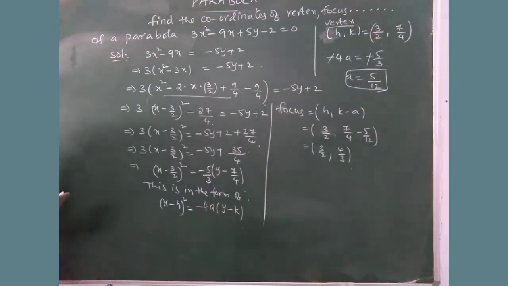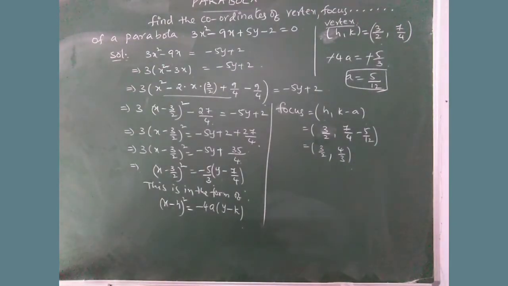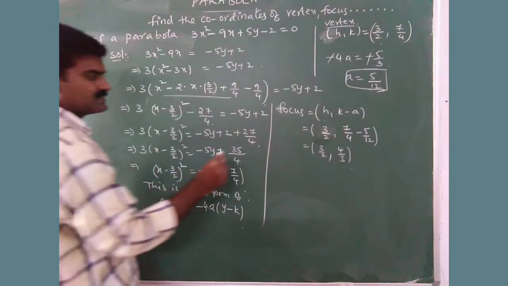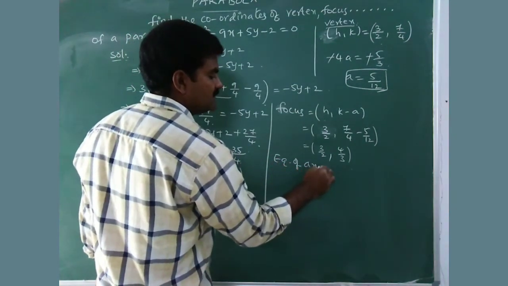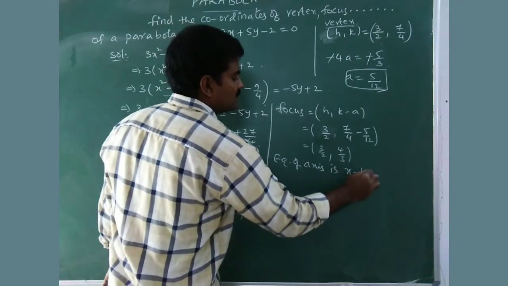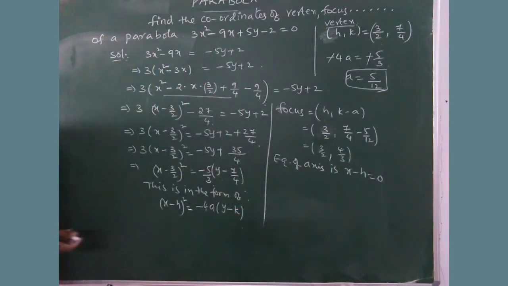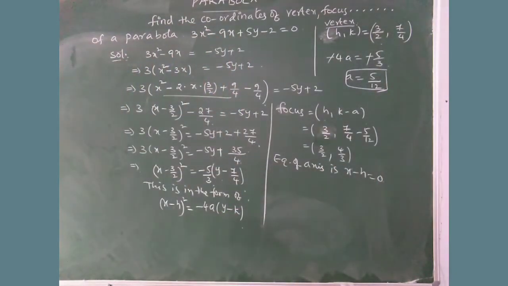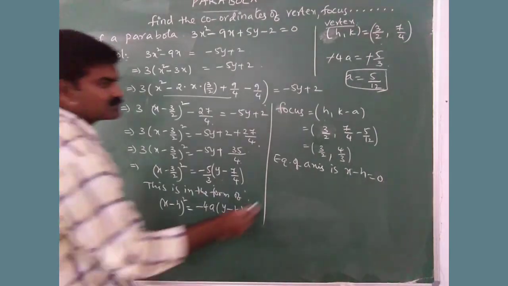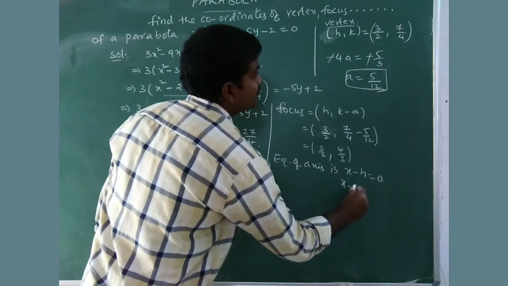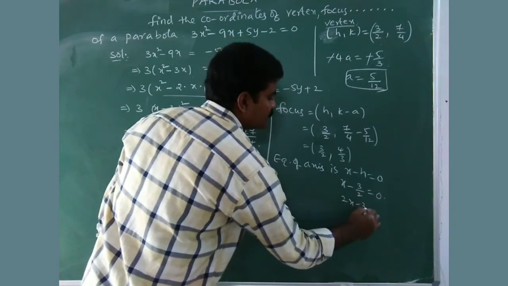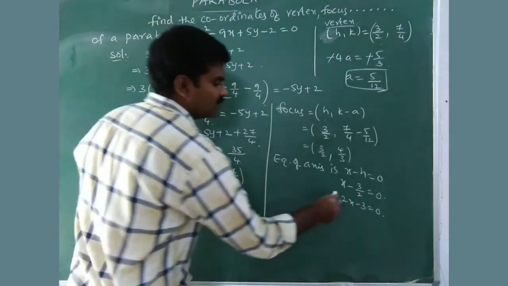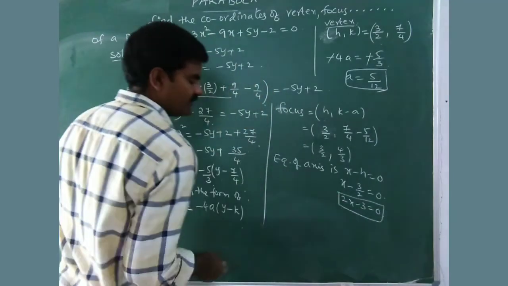H comma k, and also we required the equation of axis. So what is the equation of axis, is it x minus h is equal to 0? The equation of axis is x minus h is equal to 0. That is x minus 3 by 2 is equal to 0. From this we get 2x minus 3 is equal to 0, which is the axis equation.